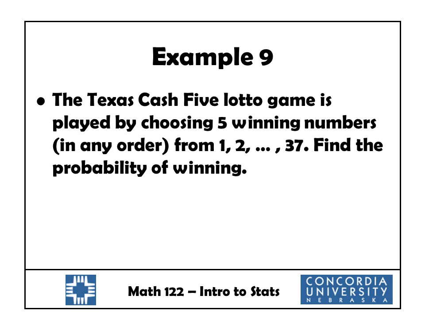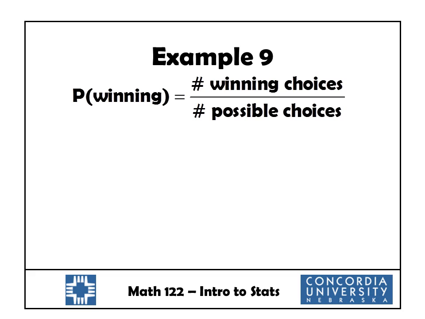Our last example, we're going to do a real practical one. The Texas Cash 5 Lotto game is played by choosing 5 winning numbers in any order from the numbers 1, 2 up to 37. Find the probability of winning. So suppose we just randomly guess some numbers. What's the probability that's the correct choice, or the winning choice? Well, here we want to know the probability of winning. And then in terms of Rule 2, that would be the number of winning choices divided by the number of possible choices. Well, there's only one winning choice, so that's our numerator.